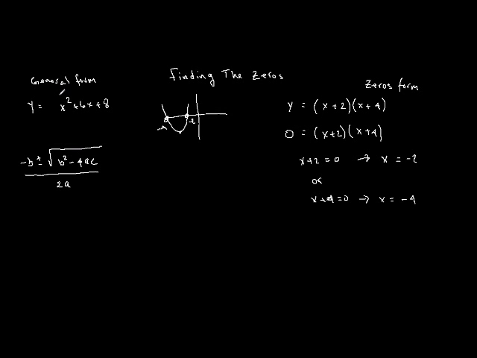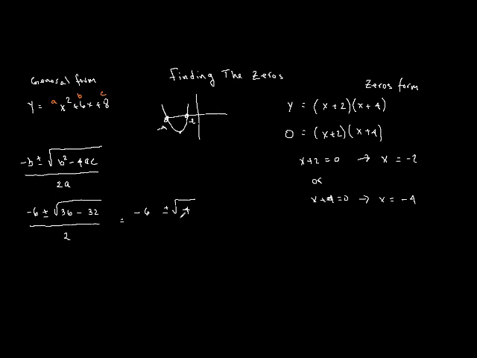And let's plug those into the equation. So b is 6. We have minus 6 plus or minus the square root of 6 squared, which is 36, minus 4 times a times c, which is 4 times 8, is 32, all of which is divided by 2 times 1, 2. Which gives us minus 6 plus or minus the square root of 36 minus 32, which is 4, divided by 2. This gives us minus 6 plus or minus 2 over 2.